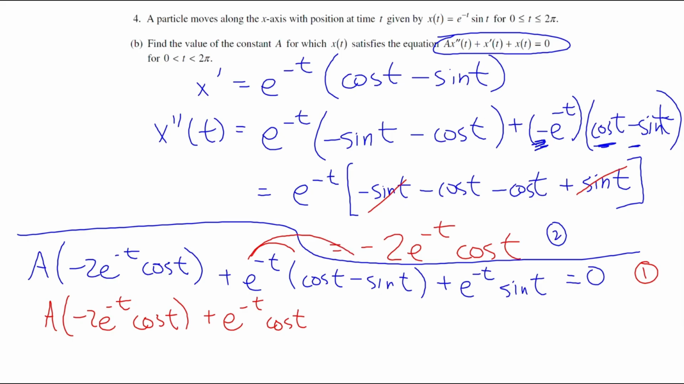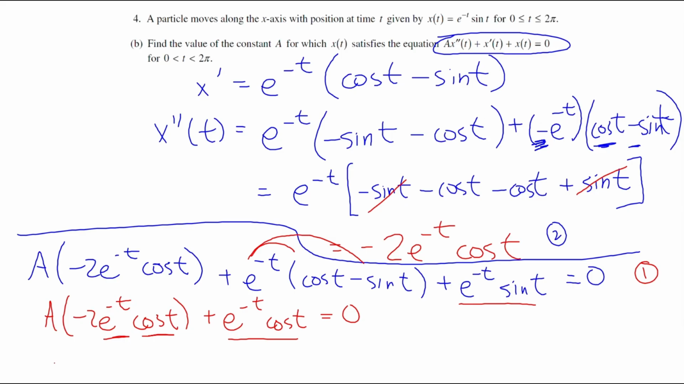And I get negative e to the negative t sine t. Well, that negative e to the negative t sine t is going to cancel with this positive e to the negative t sine t. Right? So really, we're just now left with this is equal to 0. And they have, well, what do they have in common? They have an e to the negative t cosine t in common.